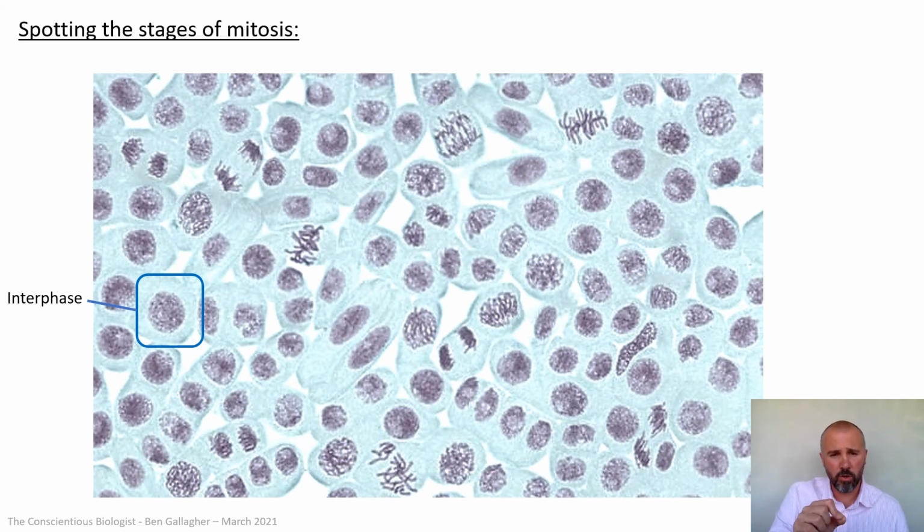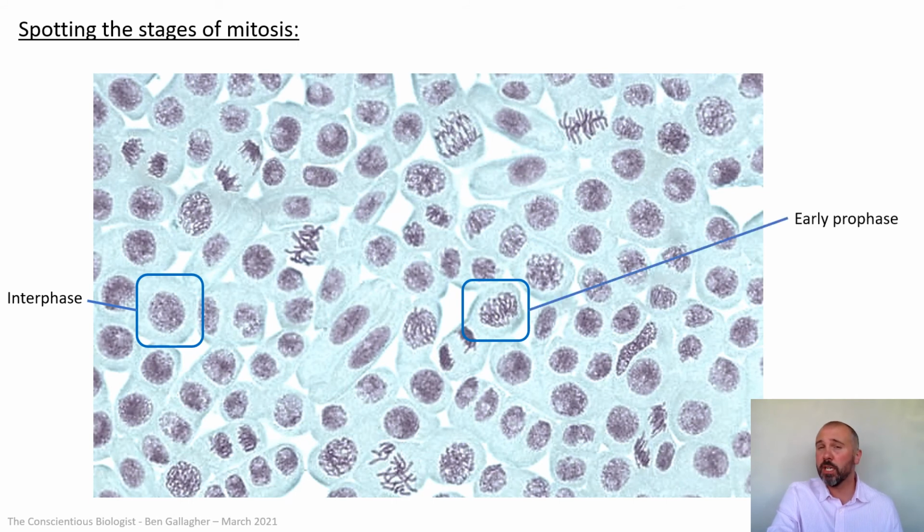But what we're looking at on there is a nucleus in purple with no distinct chromosomes. So that's got to be interphase. If I mark this one now more in the middle, have a look at that one, just decide for yourself what you think that one is. Okay, I think that that one's in early prophase.